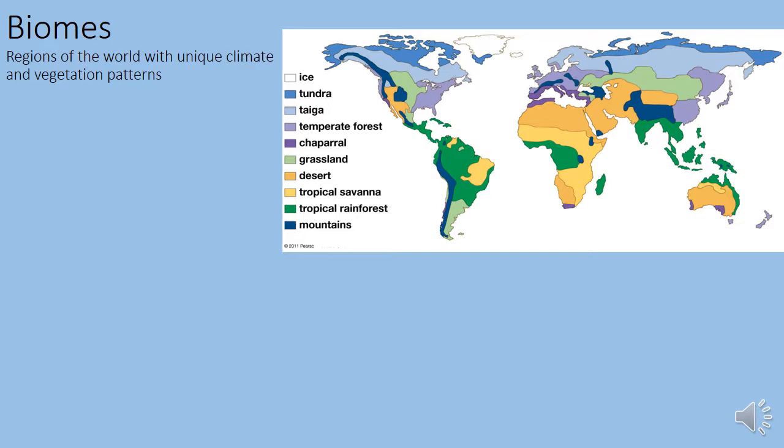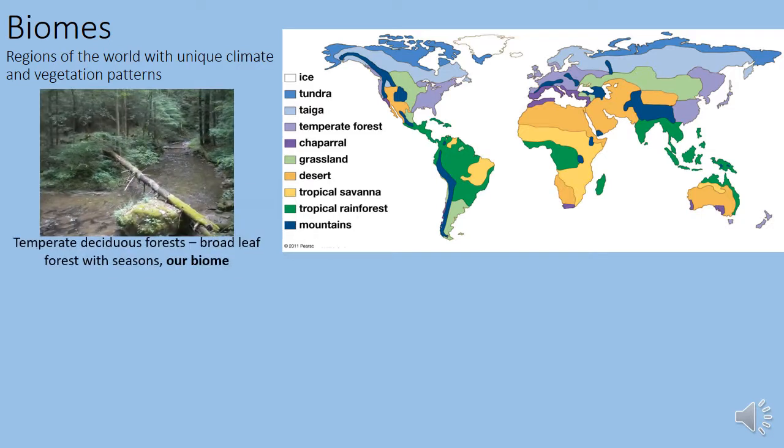So here we have the major world biomes, right? We have ice, not a lot of vegetation in ice, and it's pretty cold. Then we have tundra, the taiga, temperate forest, chaparral, grassland, desert, tropical savanna, tropical rainforest, and mountains. These are represented across the world in different places because there are different elevations, different amounts of rainfall, and different average annual temperatures. And because of those differences in temperature and climate, you get differences in vegetation.